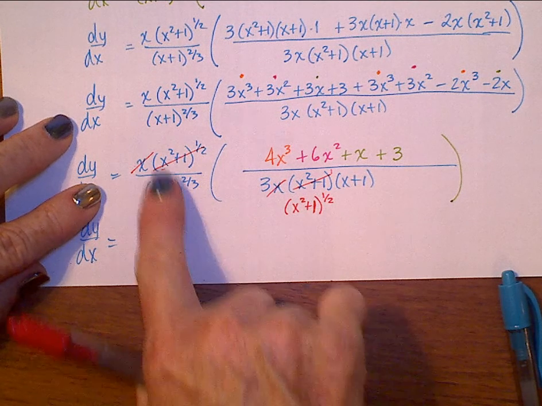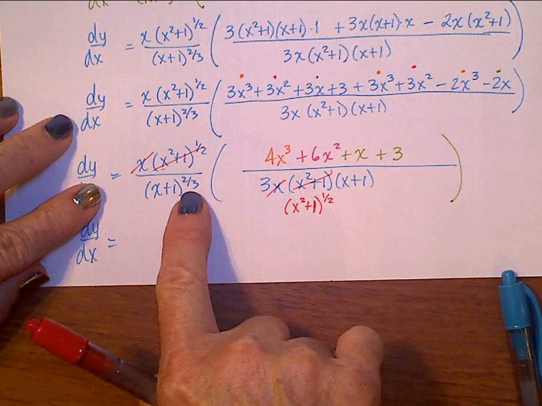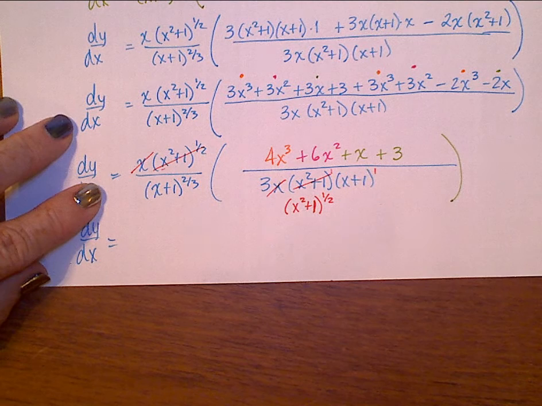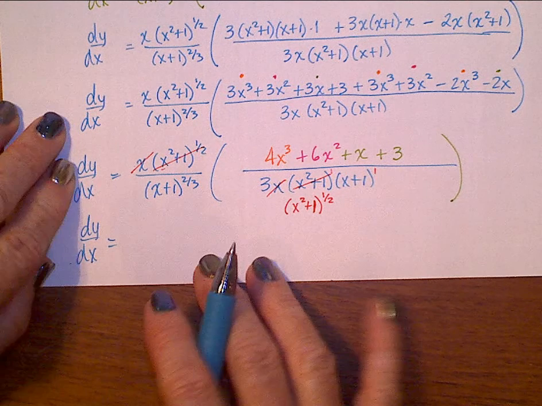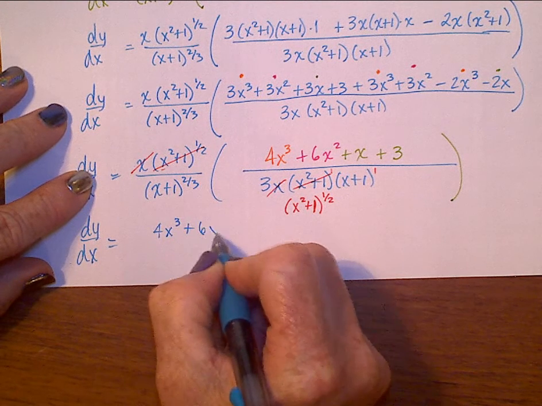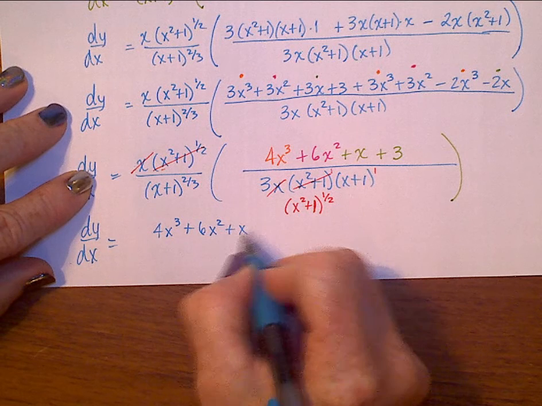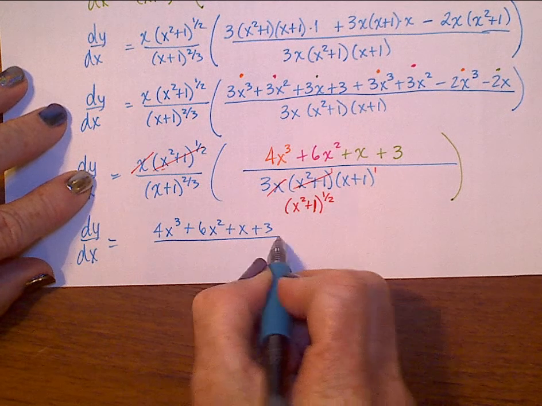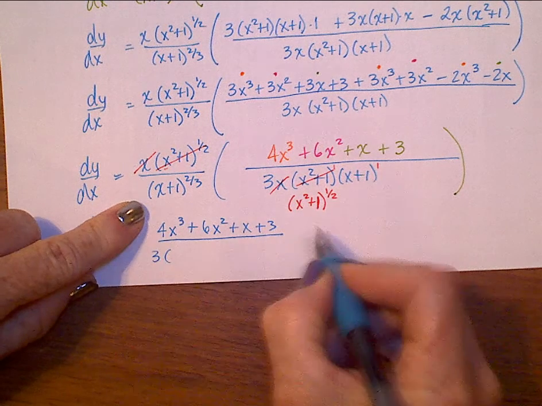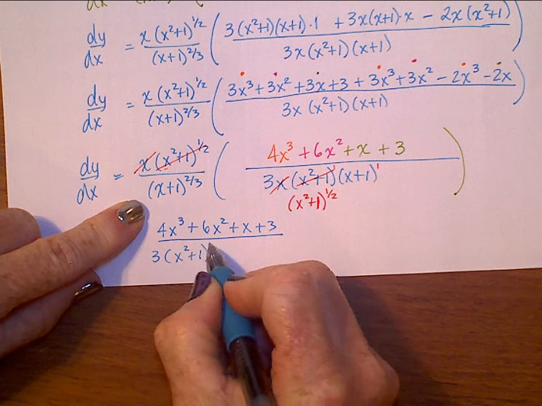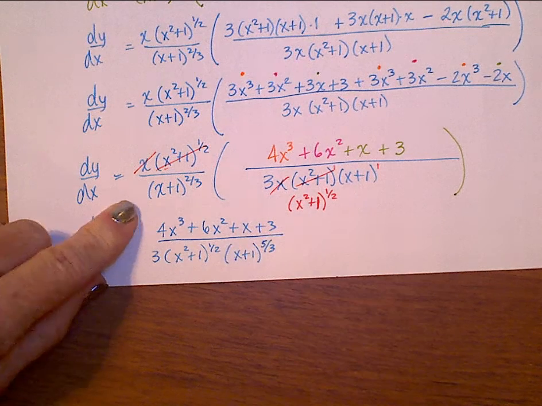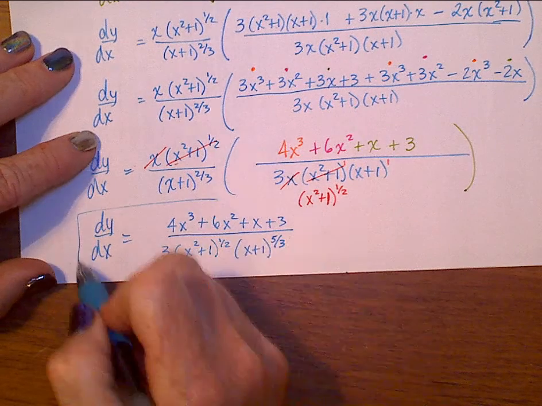And then nothing else cancels, but we do have this x plus 1 to the 2/3 times that x plus 1 to the first. And that will give us an x plus 1 to the 5/3. So here's our final answer. Then all that's left on the numerator is 4x cubed plus 6x squared plus x plus 3, all over 3, an x squared plus 1 to the half, and an x plus 1 to the 5/3. That's it.